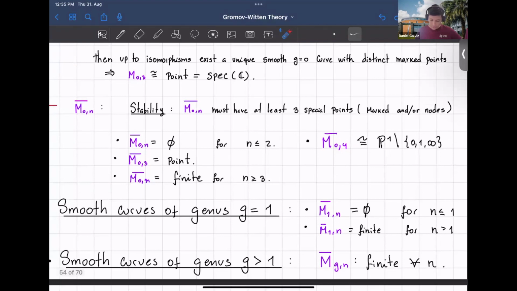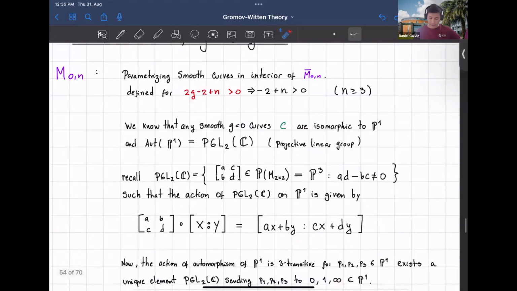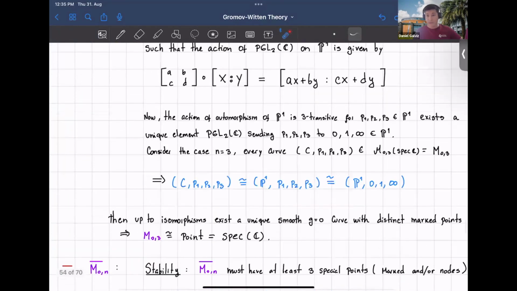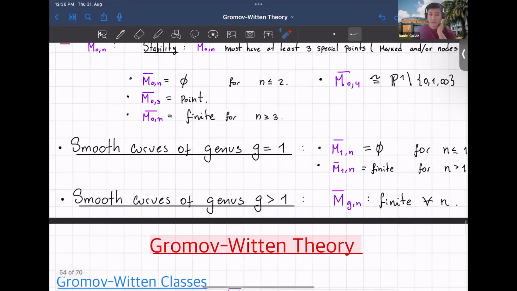For genus greater than 1, it doesn't matter what n is. For every n, this moduli space is fine. So basically, this is how we define these moduli spaces. Of course, the moduli space of stable maps, when it comes to X and beta, is more involved, but this is just to give you an idea of how you can calculate the moduli spaces. You can go to any of the references that I gave before. They're really nice. Okay, and is there any question up to here?